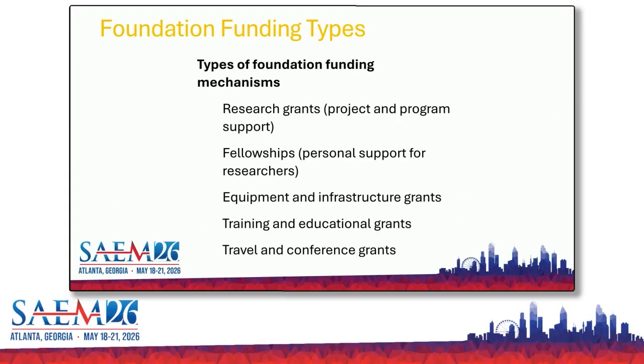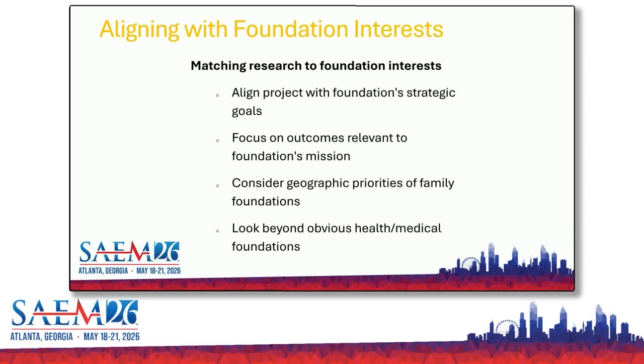Okay, so then this is a very basic slide. There are research grants, the fellowships, the equipment, infrastructural grants, the educational grants, the travel grants, like the different types of grants out there. Again, this is similar to what I said before, aligning your project with the foundation's strategic goal. Again, finding a mission or relevant plan which is parallel to what the foundation's mission is. And then geographical priorities, and look beyond health and medical foundations.